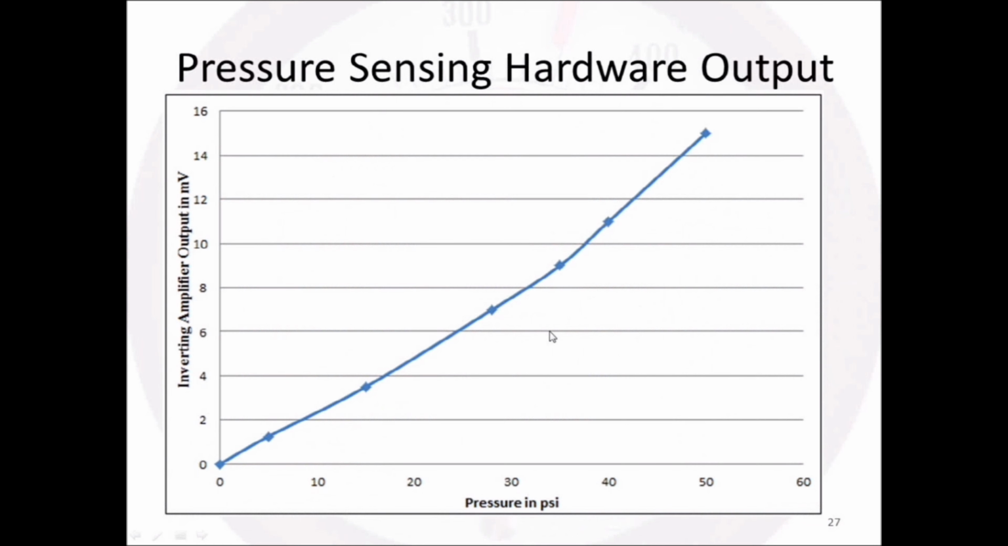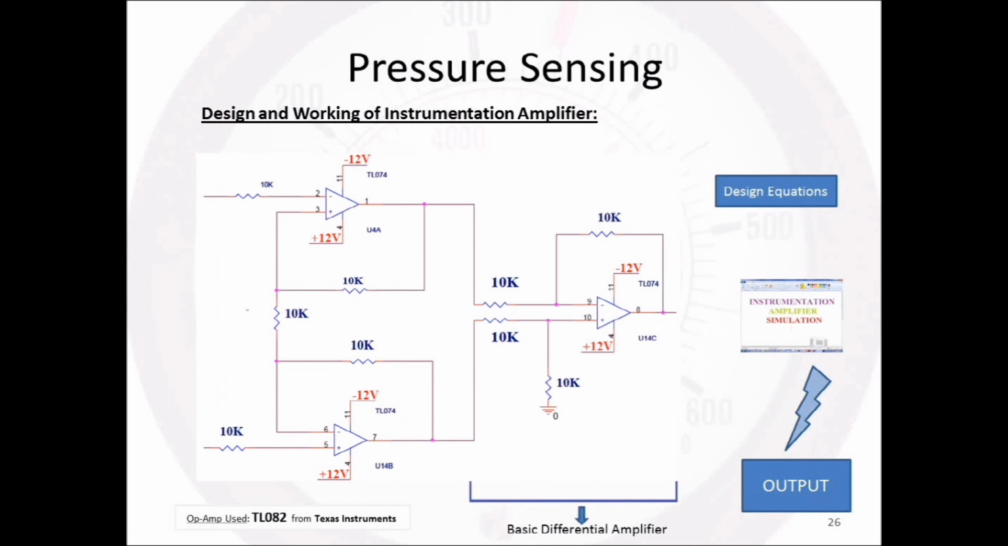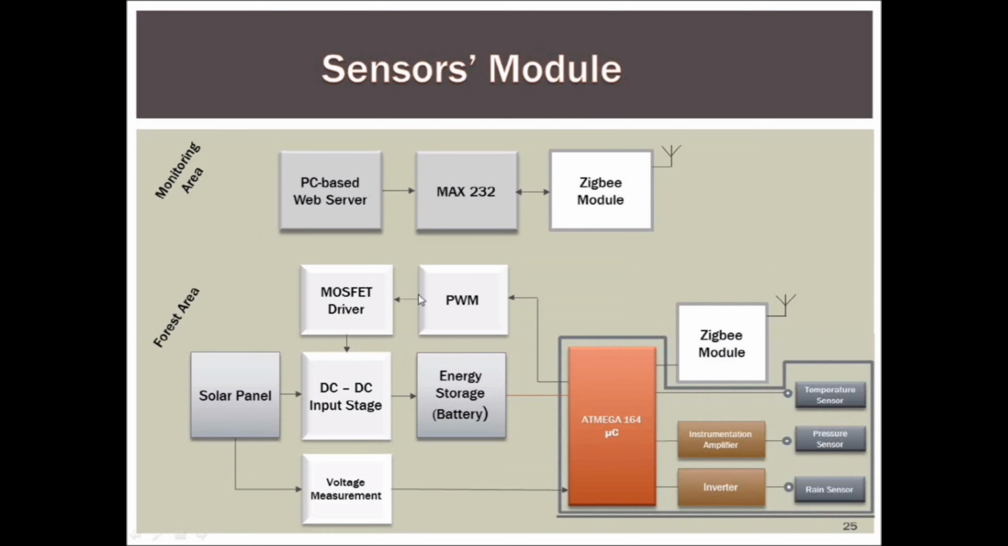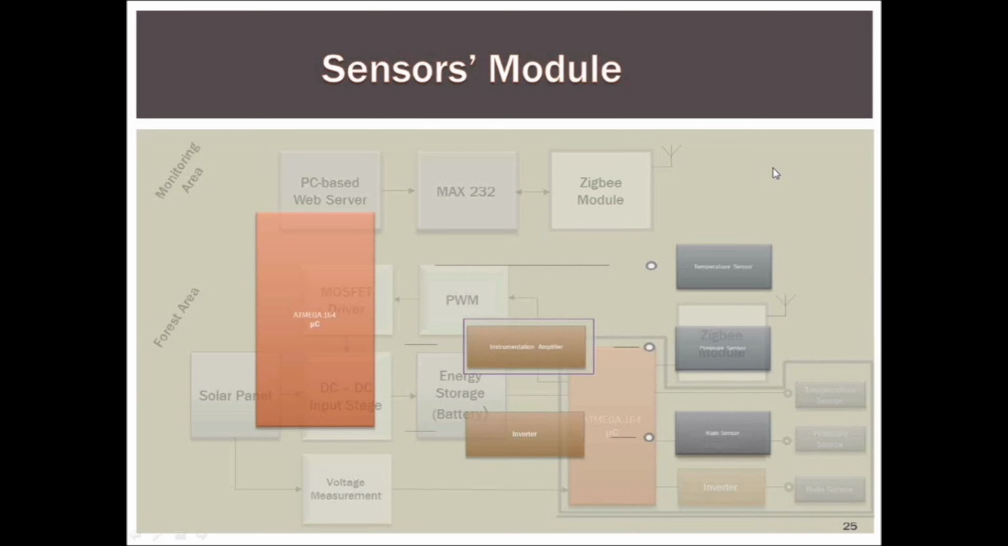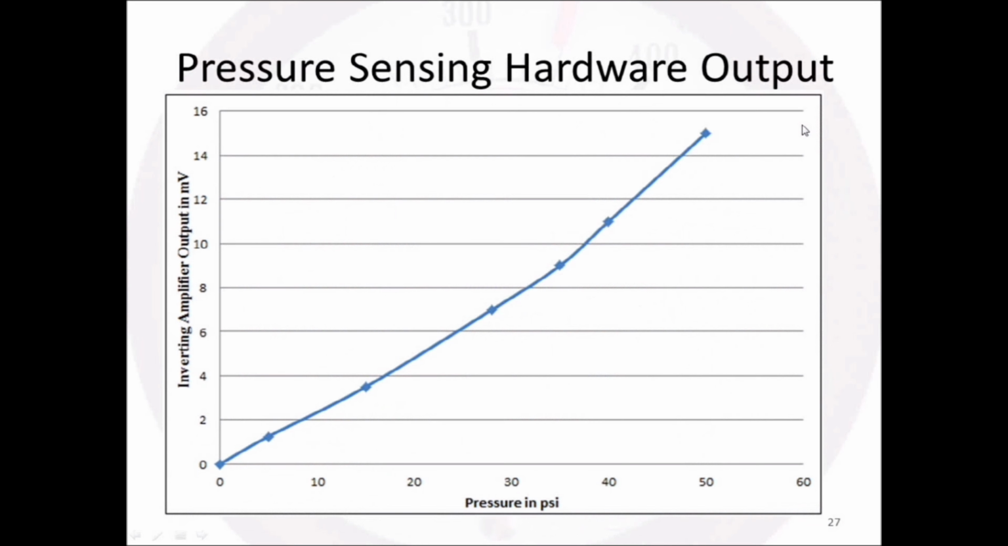And this is the pressure sensor hardware output. That is, we saw the circuit of the pressure sensor. For this circuit we got some outputs by giving different values of pressure, and that is the hardware output. And now from this output we can understand that when the pressure increases, the output of the pressure sensor also increases.